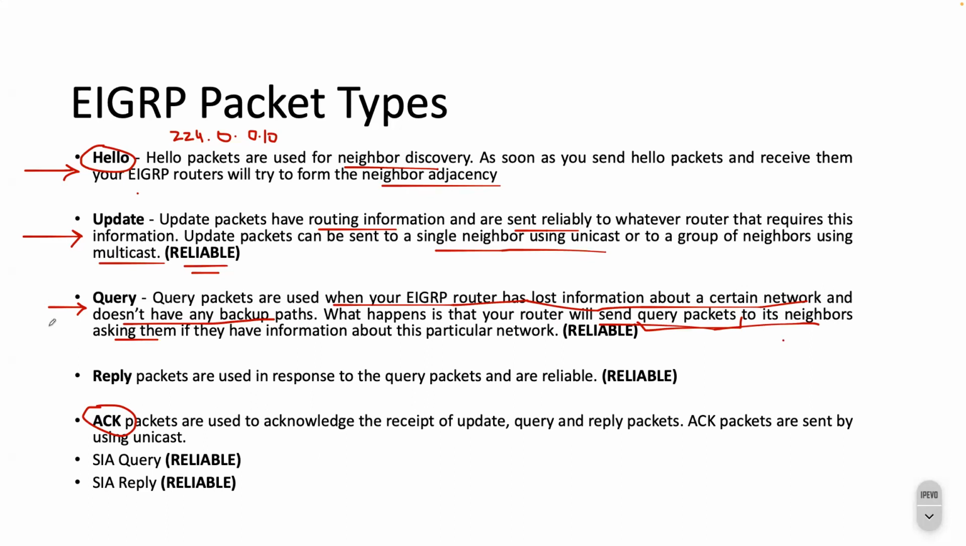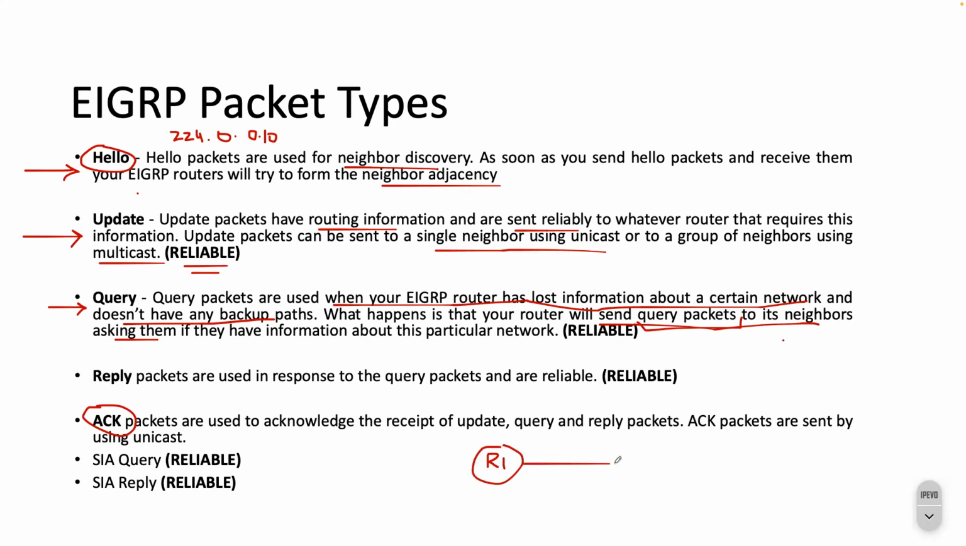Let's say we have 3 routers, and there are multiple networks connected to those 3 routers. Suppose one of the networks is not reachable for all the 3 routers. Then all the 3 routers will start to query each other. Is that correct? Let's say all of a sudden R1 lost some route.